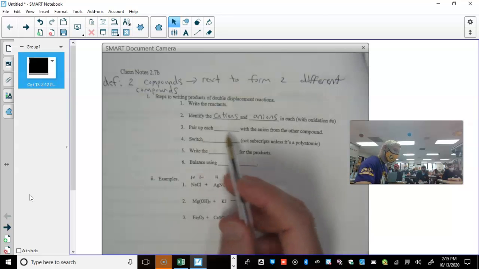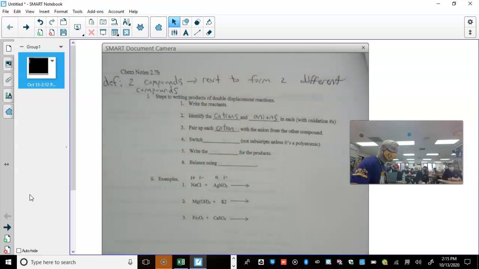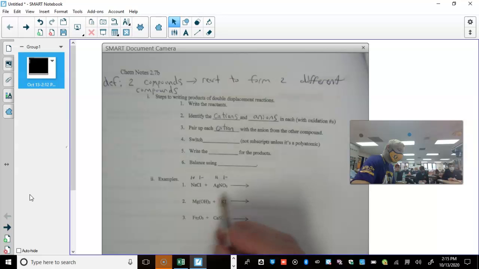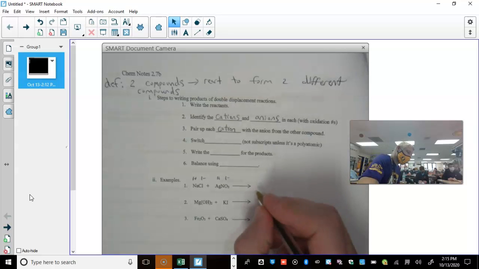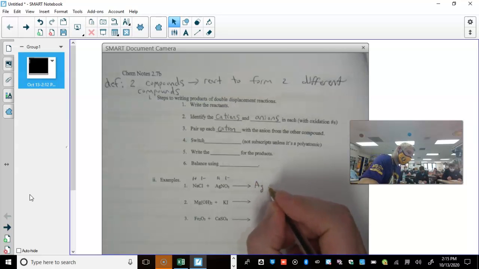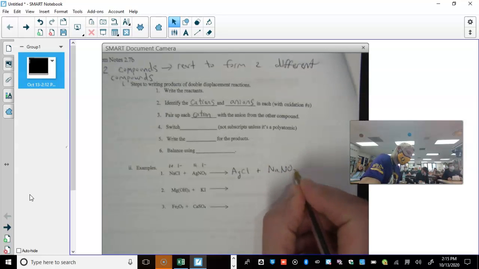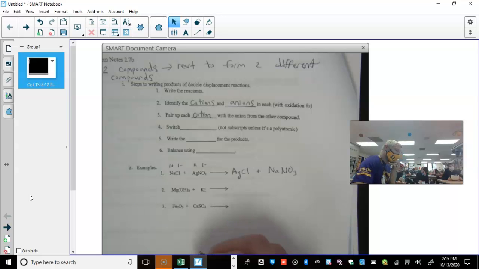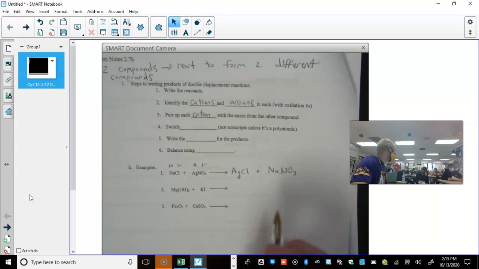I then have to pair up each cation with the anion from the other compound. So this is similar to the single replacement. I'm still going to switch things. Only here, I'm just going to focus on the cations. Silver and sodium, the positively charged ions, are going to switch. So I'm going to have silver with chlorine, and I'm going to have sodium with nitrate. And could I put NaNO3 first and then AgCl second? Yes, doesn't matter.